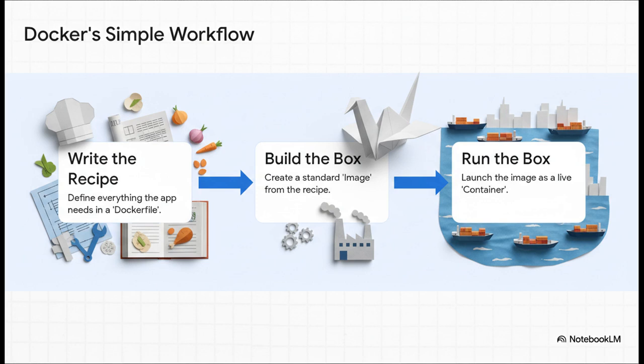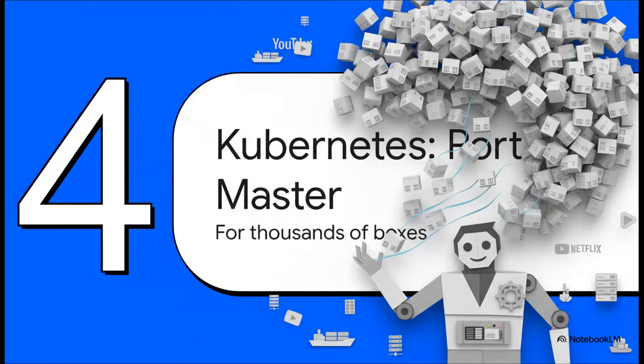And as you can see, it's basically just 3 steps. First, you write a simple little recipe that lists everything your app needs. Then, you tell Docker to build the box using that recipe. And finally, you just tell it to run the box. Seriously, that's it.